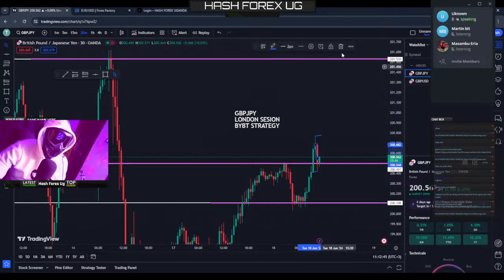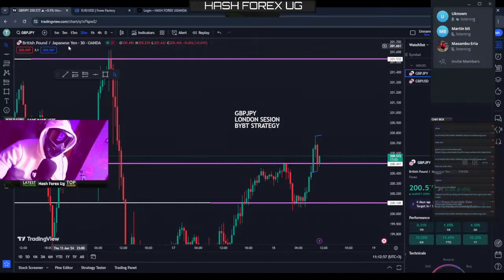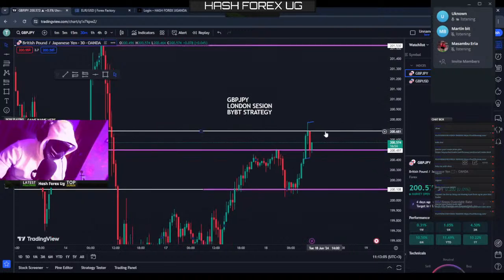So we need it to break this resistance here, and then we shall see the continuation to the upside. We shall be looking at that zone.